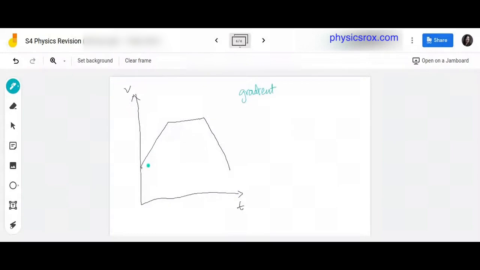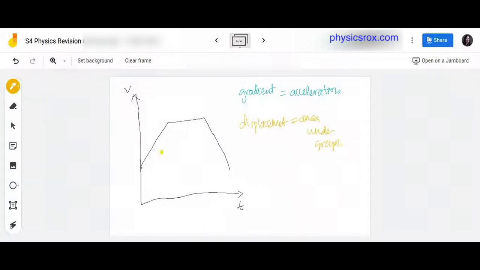Okay, you only count the gradient for one part at a time. So you do use the gradient formula. The gradient in this case would give you the acceleration. If the question asks you to calculate the displacement, you would need to count the area under the graph.